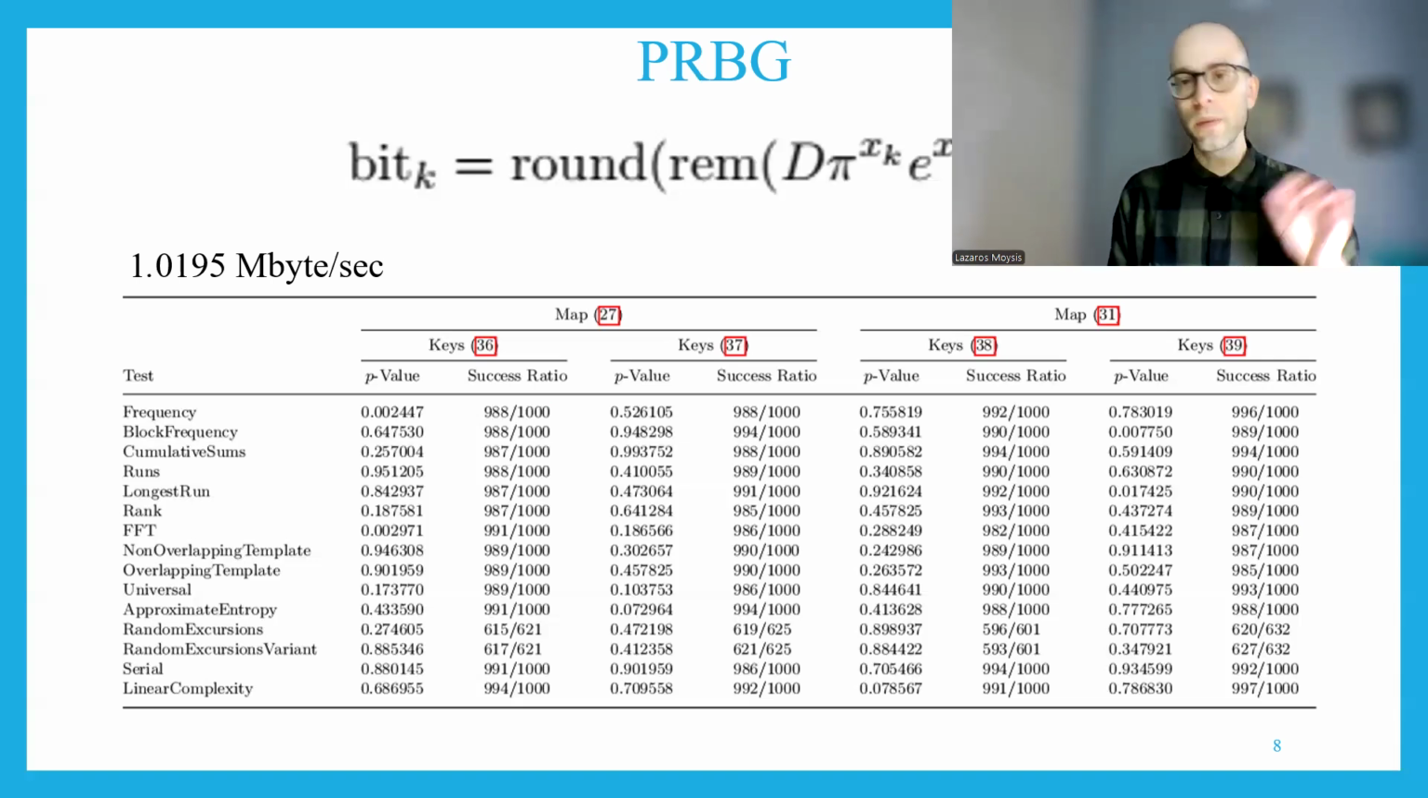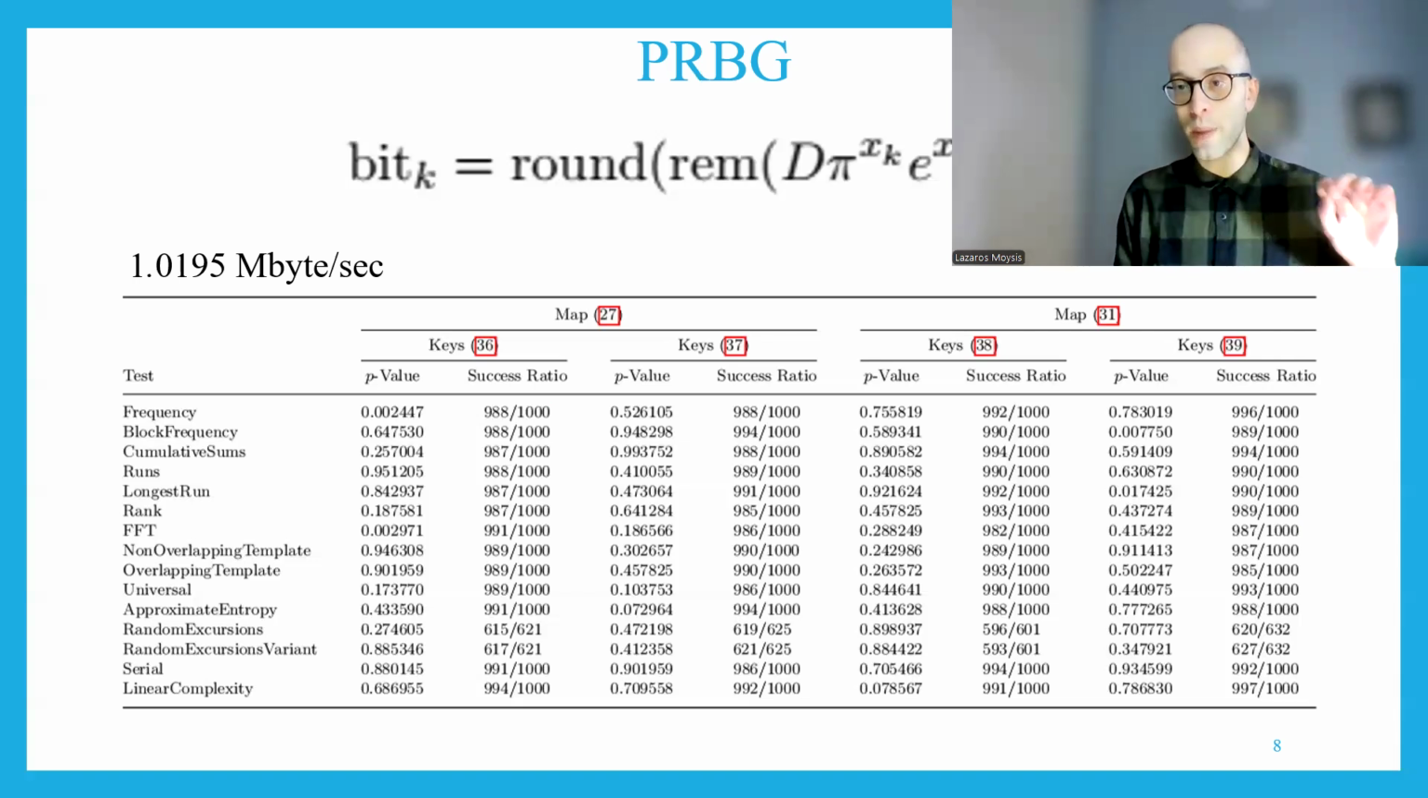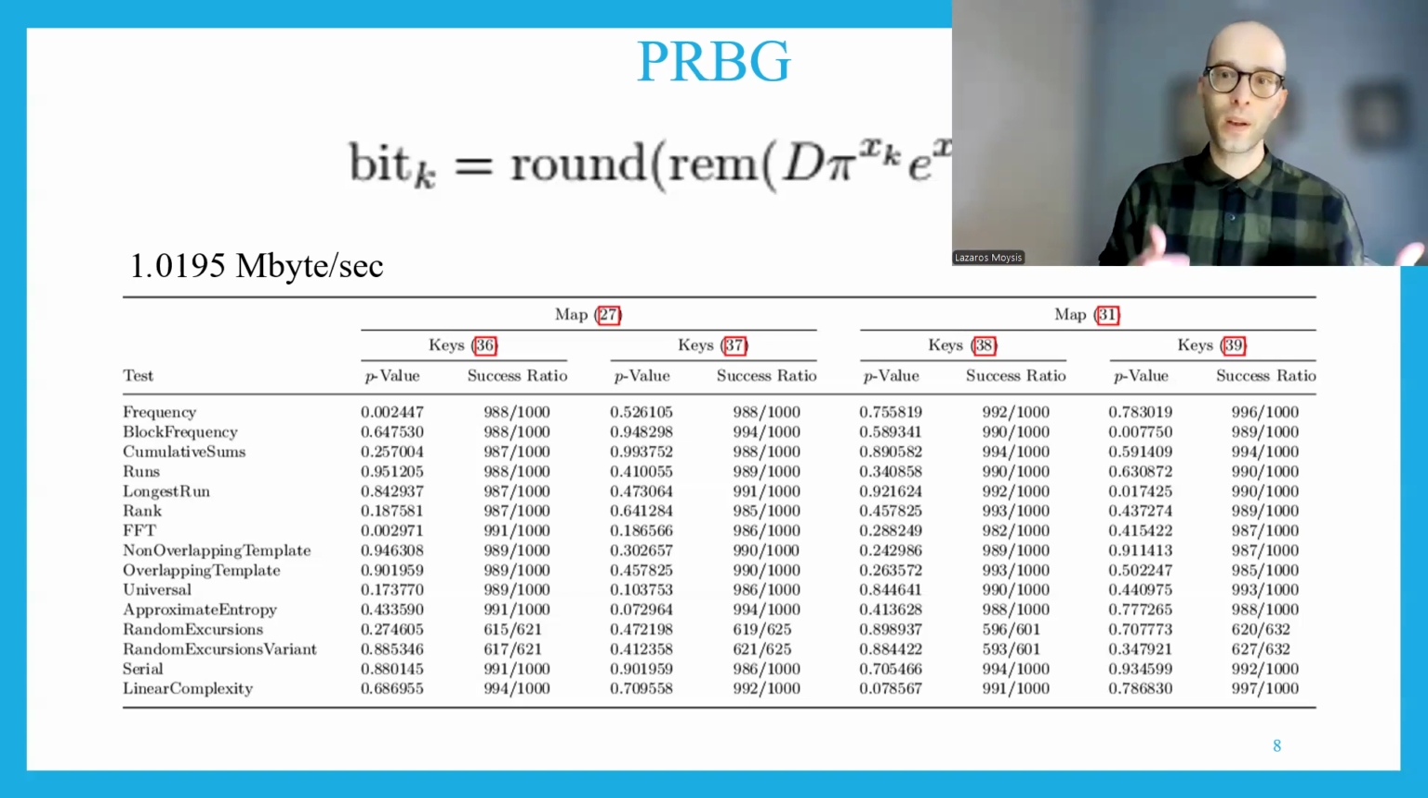I believe if you test this generator with other maps, you will also achieve randomness, because e to the x and pi to the x are actually very, very good functions because they have a very high nonlinearity. So we have a very nice working PRBG that passes all statistical tests. It's just a bit slower than others.